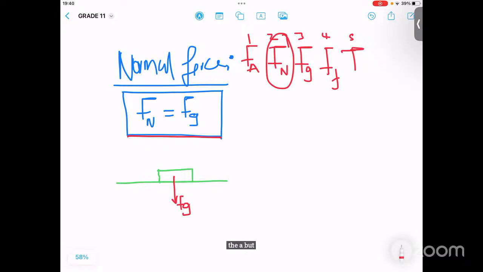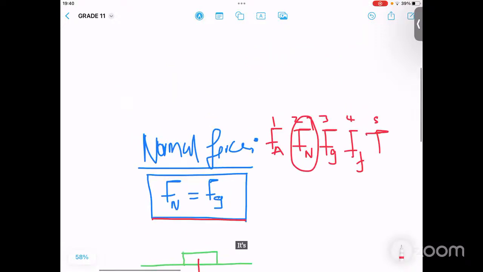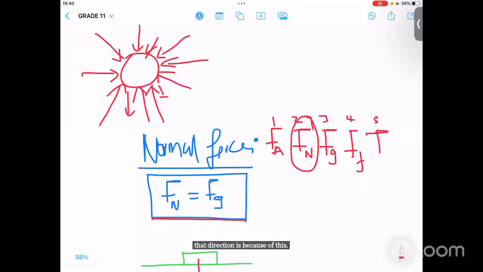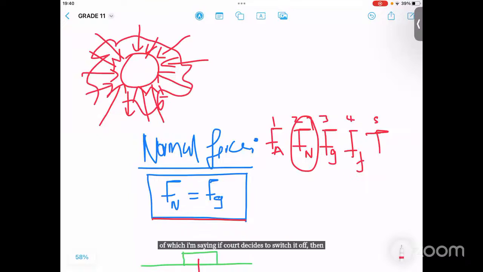But the reason why we are not all over the air is because we are being exerted on earth by the force of gravity. It's always exerting towards the earth. It's like you have the earth, and there is this invisible air, a very strong invisible air, which is just pulling everything towards the center of the earth. That's why we are not floating in that direction. It's because of this that if God decides to switch it off, then we'll just be all over.